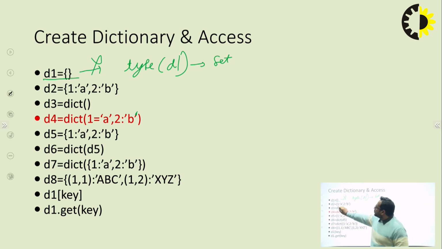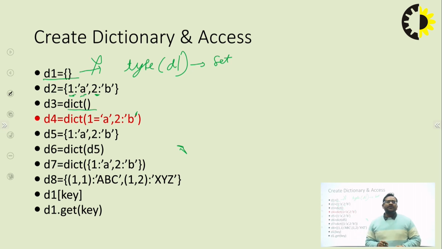A dictionary is created using a key and a value. So you can see 1 is the key and A is the value, 2 is the key, B is the value, right? This is the way you can create a dictionary. Again, the same question arises: if I want to create a dictionary with zero elements and I'm not able to create it using curly braces, how can we create it? We can create a dictionary by using the dict function.